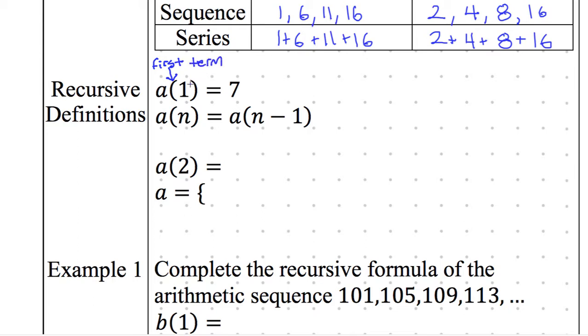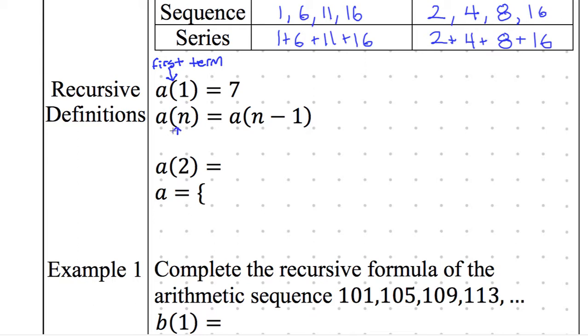If I say B of 1, you'll tell me that is the first term. If I say Z of 1, that'll be the first term. So the first term here is 7. Our first term is 7. We have defined it to be 7.